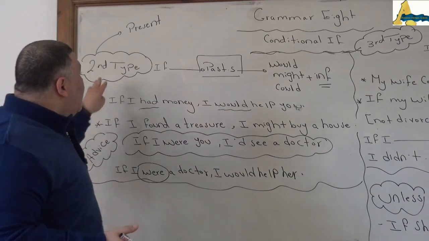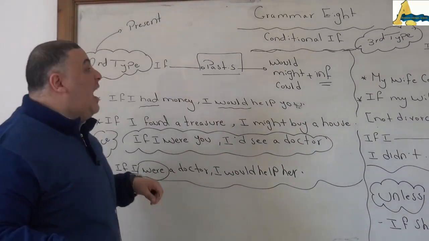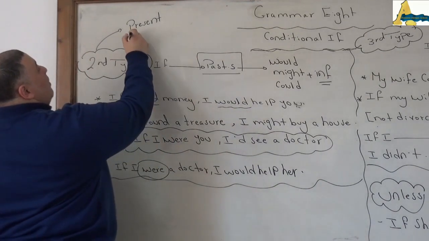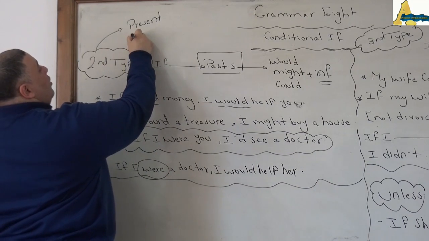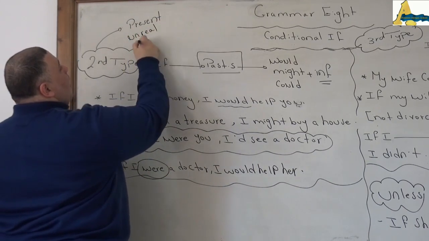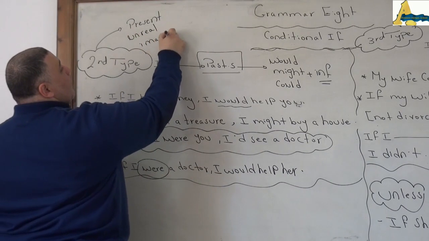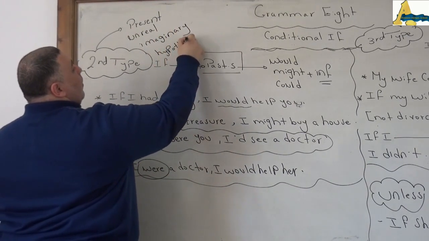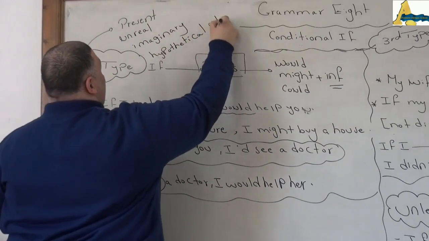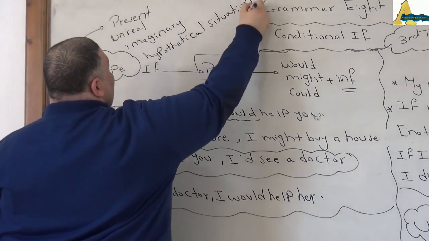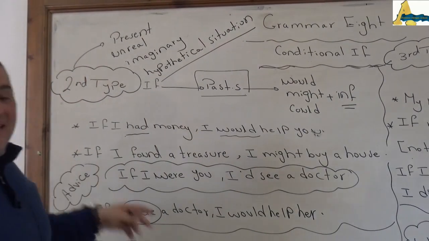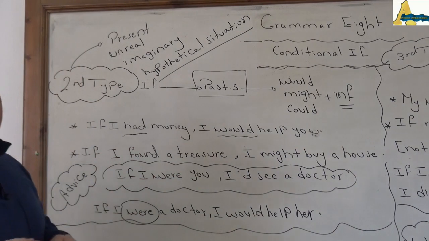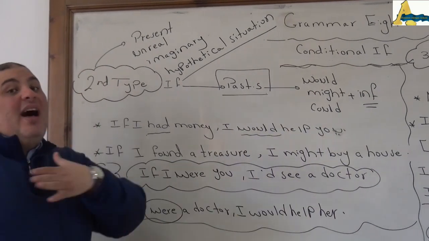So how can the second type also talk about the present? I will say that the second type is present simple or present action, but it is present, right, unreal, imaginary, or hypothetical situation. So I'm talking about something in the present, but it's something which is not real, something which is hypothetical, something which is imaginary.